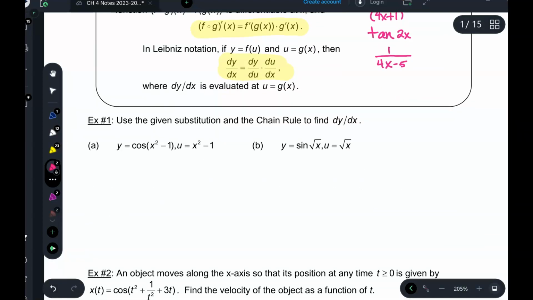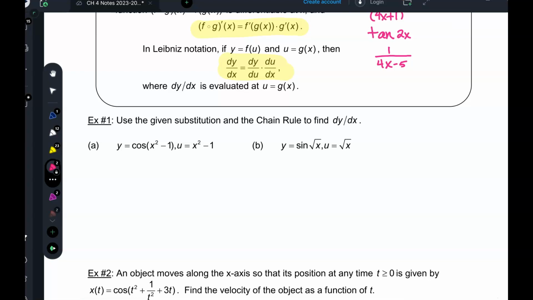So we'll do the Leibniz notation to start, because that uses u. So if this is u, right underneath here, what would du dx be? It's cosine of x squared minus 1. So u is the x squared minus 1. So what would be du dx? 2x.